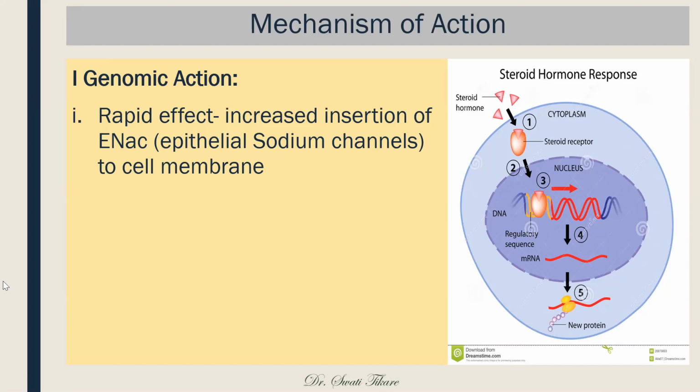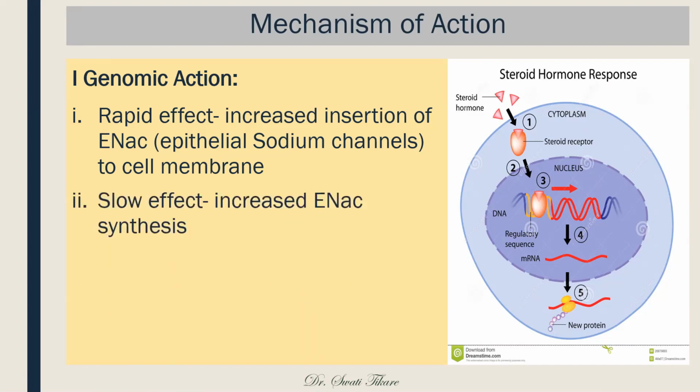But here, what is the rapid effect? How does it bring in the rapid effect? It increases the insertion of ENaC, that is epithelial sodium channels, into the cell membrane. These ENaC channels are within the cell before, but once aldosterone comes, they move to the cell membrane so that they will allow the entry of sodium. So the first rapid action is that whatever available ENaC channels are there are put into work. They are sent to the cell membrane. The slow effect is that they increase ENaC synthesis. Okay, this is the slow effect.